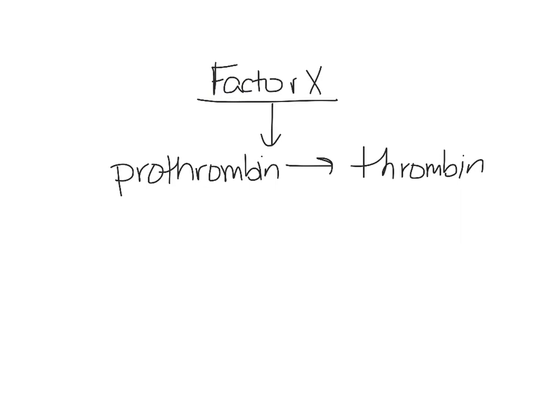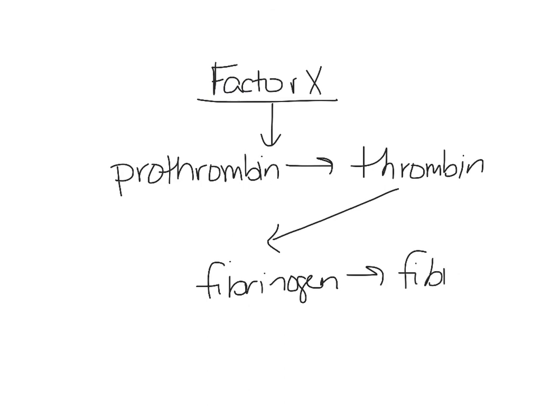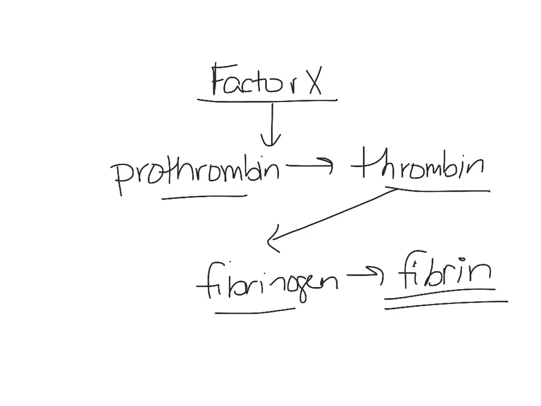Thrombin then is going to convert fibrinogen to fibrin. So now we have fibrin. That's all we wanted to get to. What a long way to get there, huh? Extrinsic, intrinsic, common pathway, finally factor 10 converts prothrombin to thrombin, which converts fibrinogen to fibrin, and that's all we needed. We just needed fibrin. That was it.